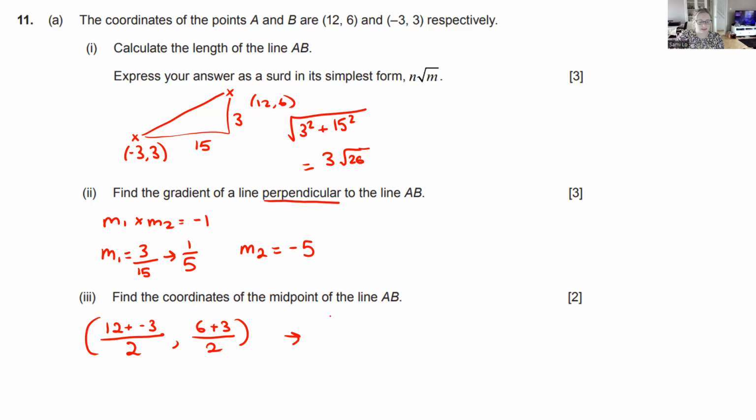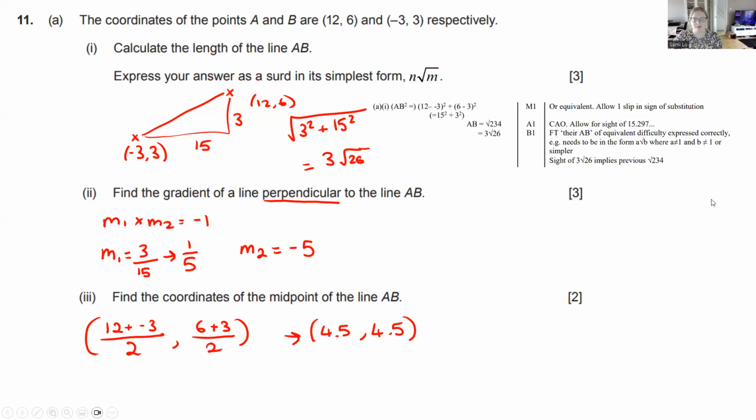So 12 minus 3 gives us 9. So 9 over 2, or we could say 4.5, whichever you fancy. And 9 over 2, which is also 4.5. What a funny question. Okay, just double check that you've done everything right. All good. And we are finished on this first section.